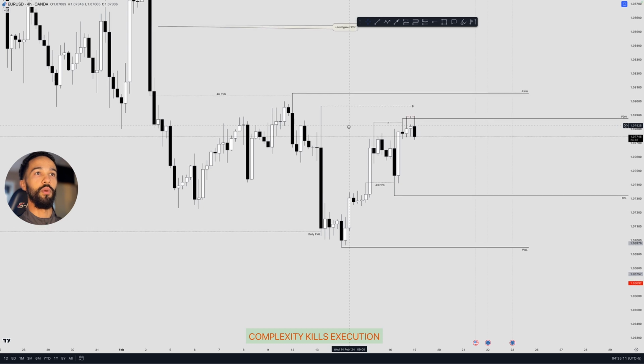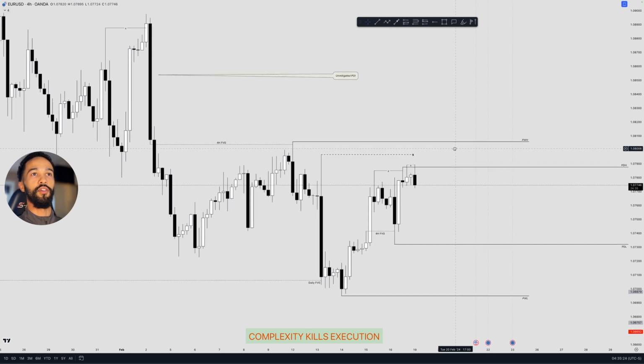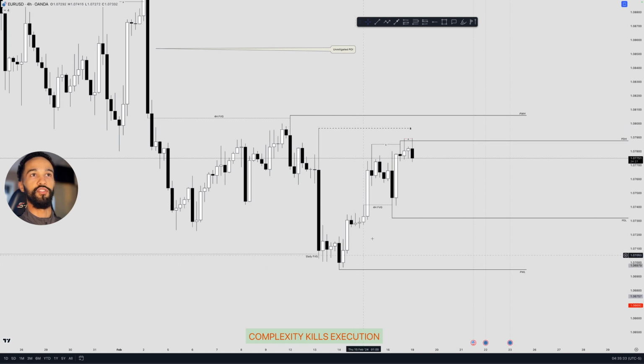However, one thing to be aware of is of course this unmitigated POI above here, even more in the premium of the previous leg, and price tends to mitigate those, right? So if we are switching trend, we'll probably head towards that area. So that's just something to be aware of. But at the moment, we're still respecting structure, and price has swept buy side liquidity internally and so far is rejecting.